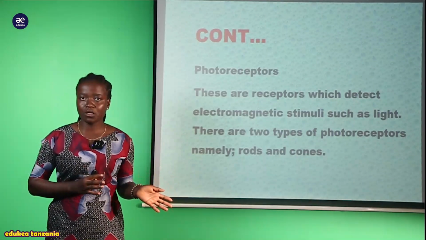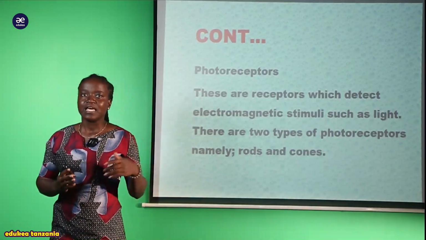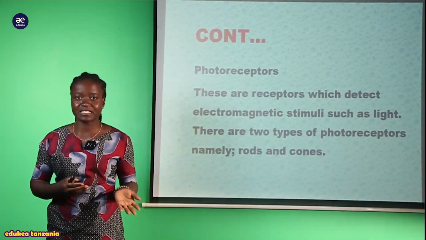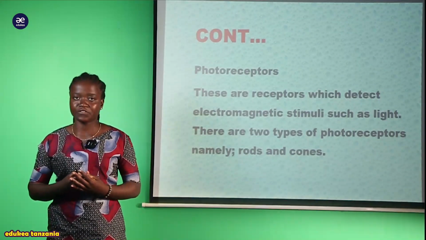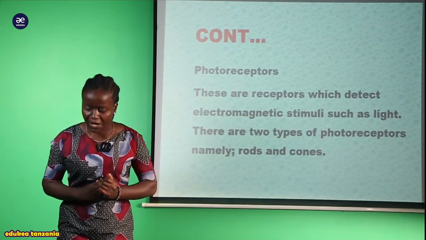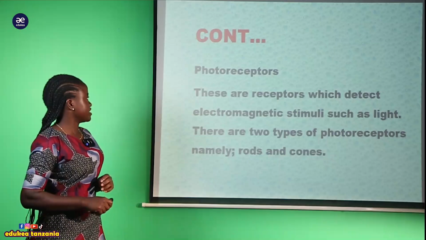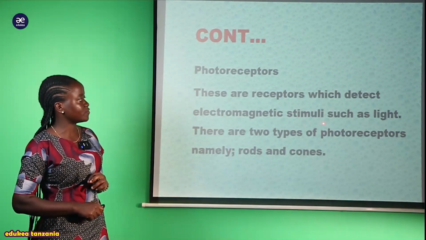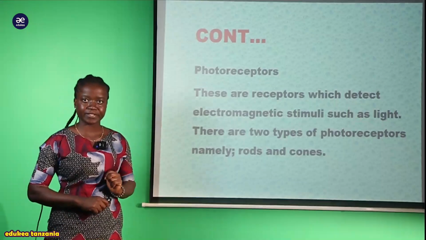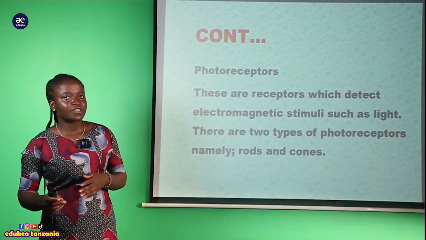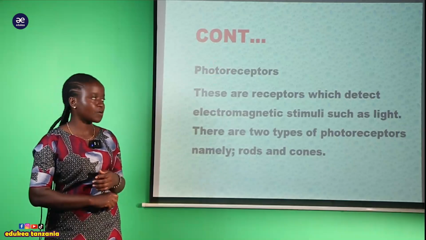So we have to know also what is this photoreceptor and what is the function of these photoreceptors: to detect any kind of changes that is occurring within the environment. So now we are saying that photoreceptors are the receptors which detect electromagnetic stimuli such as light. The word expresses itself: photo.